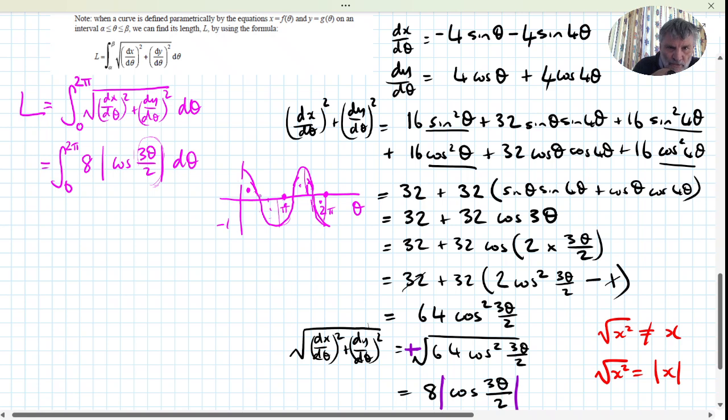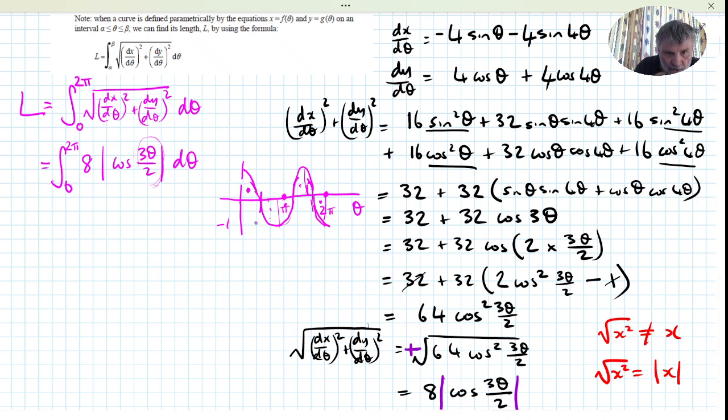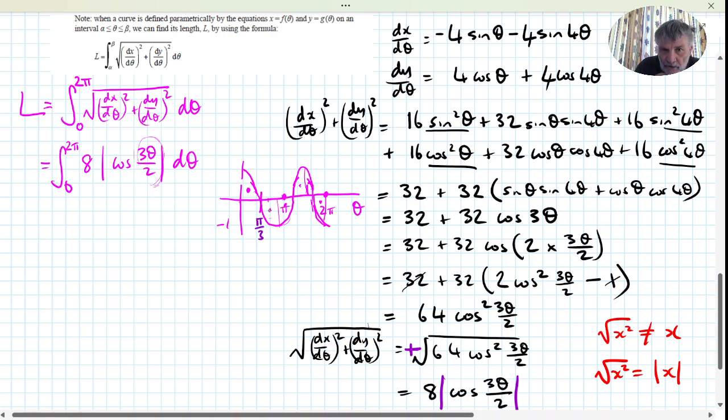And so this integral is actually the same as an integral from, instead of 0 to pi over 3, it's 0 to pi over 3, and there's 6 of them. So we can change our integral, take the 8 outside, multiply by 6, so 6 times 8, the integral from 0 to pi over 3. We can drop the absolute value because in the range 0 to pi over 3, cosine is always positive.